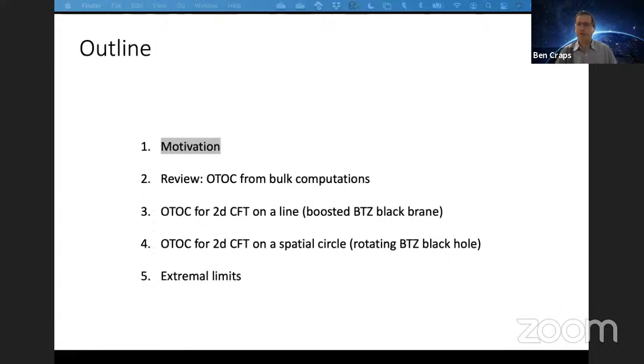So I'll start with some broad motivation about quantum chaos and black holes. Then I'll briefly review the bulk computations that led to this curve for the OTOC. Then I'll talk about CFT computations for 2D CFT on a line, which corresponds to a boosted BTZ black brane. And then I will be talking about CFT on a spatial circle, and I'll be focusing on rotating BTZ black holes. And finally, I will discuss the extremal limits of the previous situations.